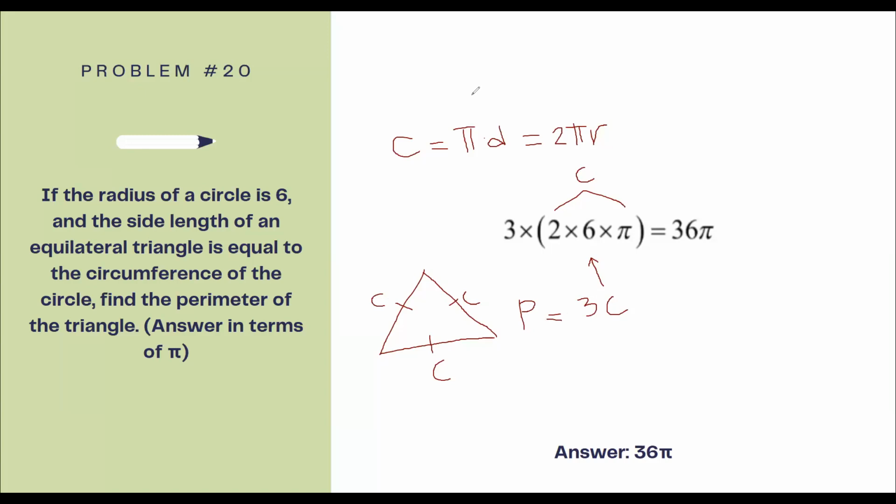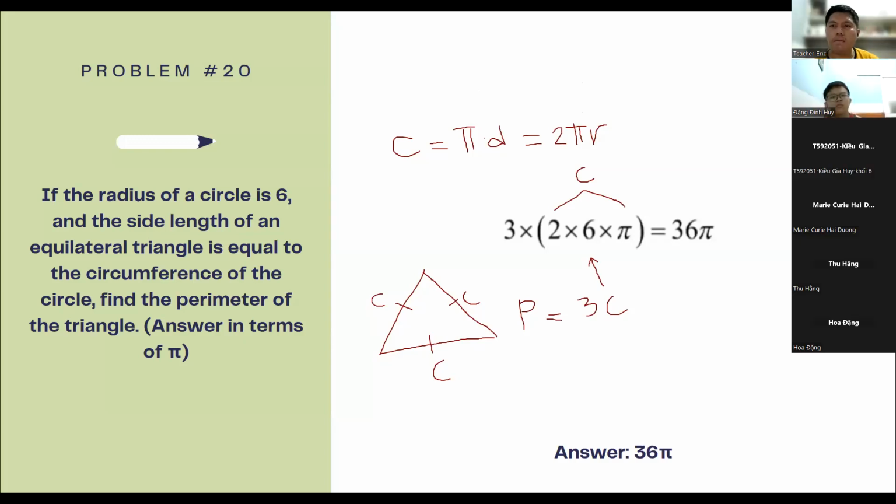Do you have any questions? Yesterday when I did the mock test, I cannot write the answer 36 pi because the website cannot use the math type. You can actually write pi if you don't have any symbol for the pi.